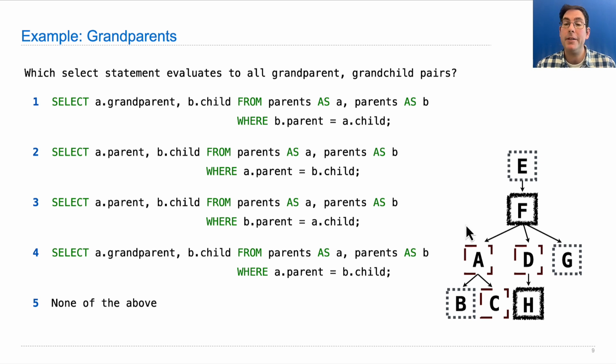From A, we take Ellie Finn. So Ellie would go here, Finn would go here. From B, we take Finn Ace. So Finn would be B.parent, and Ace would be B.child. And therefore we get Ellie Ace as one of the grandparent-grandchild pairs.